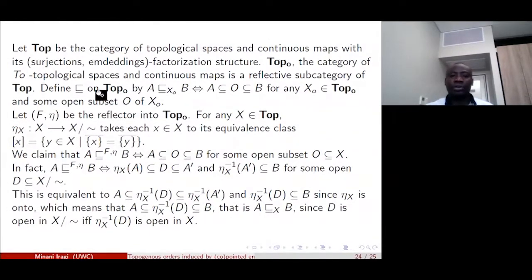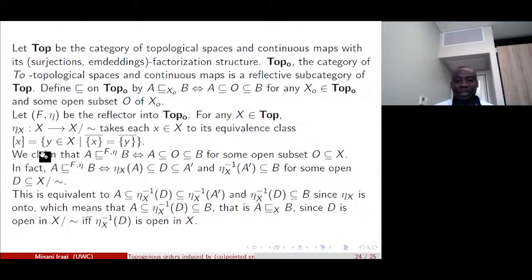We define a topogenous order by saying that subset A is square less than B if there is an open set between the two. Here it is a topogenous order because the first two axioms are easily satisfied, since this is just a closure, and by the continuity, the image of an open set is open. Now, the reflector takes each topological space to the quotient. This map sends every x to its equivalence class, and here the equivalence class of a point x is just all those points in the closure. And this topological space is T0.